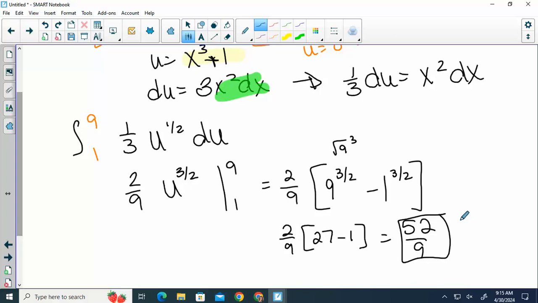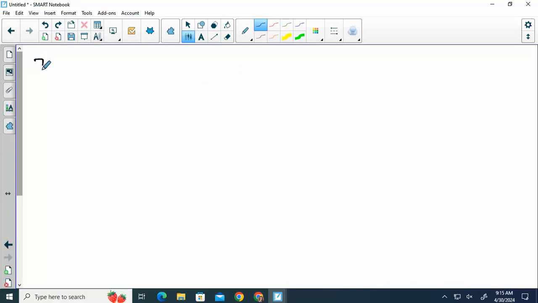Alright. Is that one okay? Let's look at problem 7. Integral from 1 to 2 of 2x cubed over x to the 4th minus 5, squared, dx.